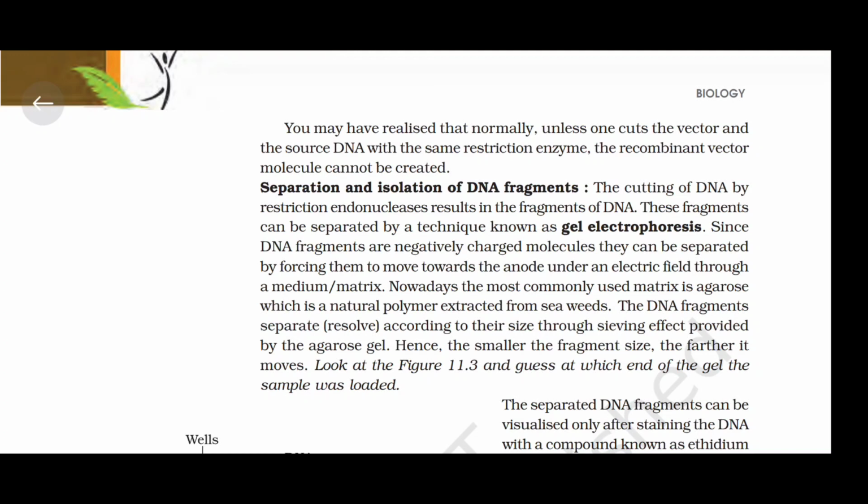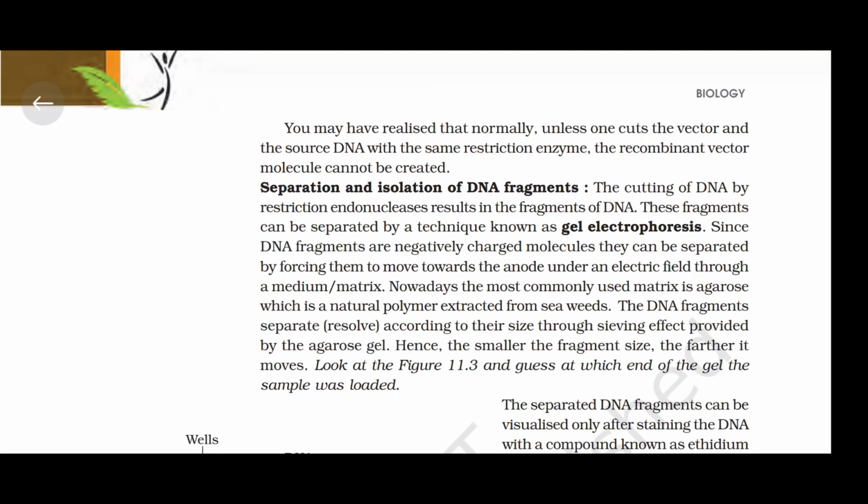Separation and isolation of DNA fragments. The cutting of DNA by restriction endonucleases results in fragments of DNA. These fragments can be separated by a technique known as gel electrophoresis. Since DNA fragments are negatively charged molecules, they can be separated by forcing them to move towards the anode under an electric field through a medium or a matrix.